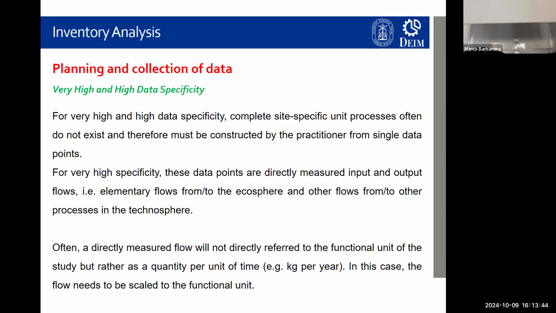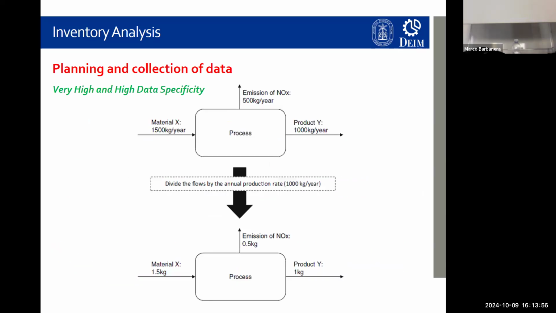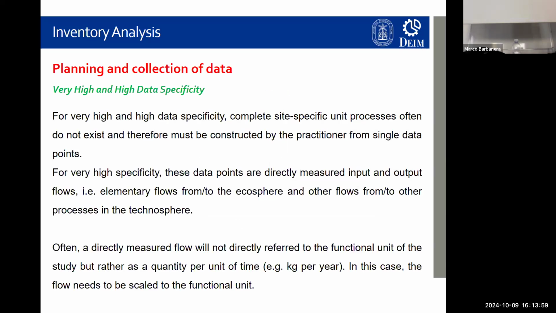So in this case we can refer to this data as primary data. We can read at the end of the slide: often a directly measured flow will not directly refer to the functional unit of the study, but rather as a quantity per unit of time. In this case, the flow needs to be scaled to the functional unit.